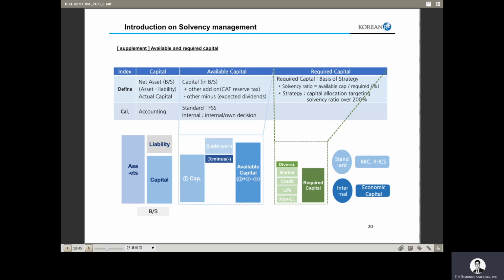There are standard and internal models. In a standard model, there are regulatory capital measures, such as RBC and KICS. The regulator, which means the FSS in Korea, decides both available capital and required capital. Whereas in an internal model, a company can decide both measures to reflect its own characteristics. Let us explain this in detail later.